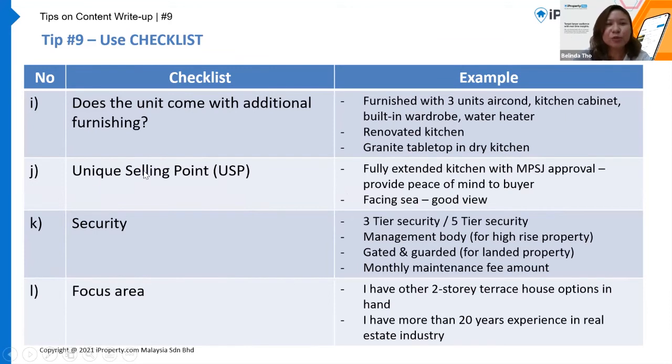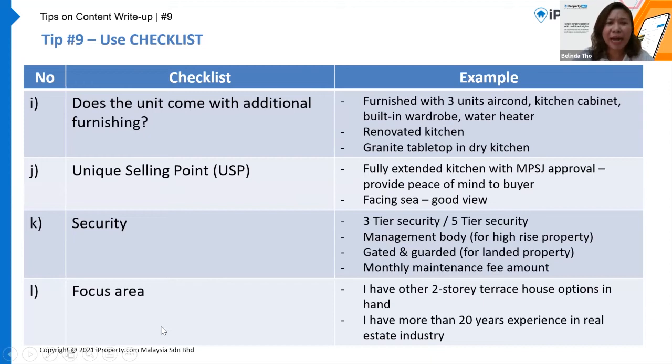Then unique selling point, like just now, my kitchen is a fully extended kitchen with the MPSJ approval. What is the benefit for me? Security wise, whether it's 3-tier, 5-tier, if it is a high-rise property, you have a reputable management body, please insert it as well. It's a gated garden area, monthly maintenance fee, how much, all this information, you can put it down as far as security is concerned.